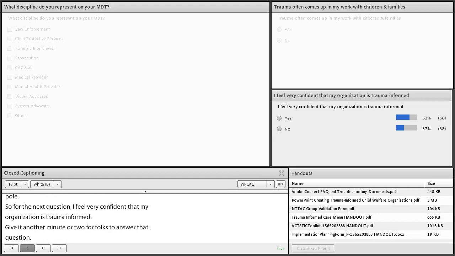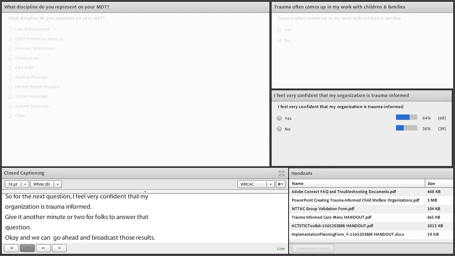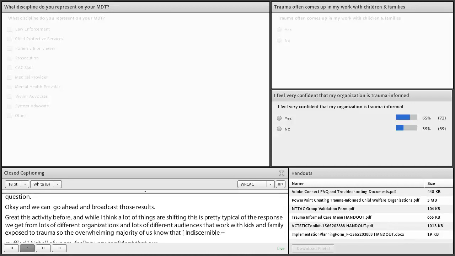Great. So I've done this activity before, and while I think a lot of things are shifting, this is pretty typical of the response that we get from lots of different organizations and lots of different audiences that work with kids and families exposed to trauma. So the overwhelming majority of us know that trauma comes up in the work that we do, right? 96%. But not all of us are feeling very confident that my organization is trauma-informed. And I think we are at a point as a field where we're recognizing the impact of trauma on kids and families and on us as helping professionals as well.